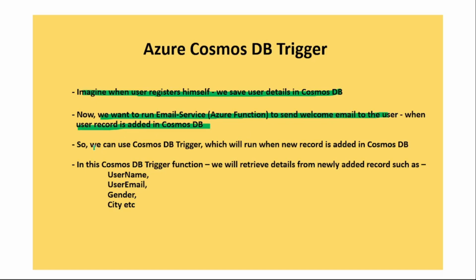And in that case, we can use Cosmos DB trigger, which will run when a new record is added in Cosmos DB. Now, in this Cosmos DB trigger function, we will retrieve all the details from this newly added record, such as username, user email, gender, city, etc.